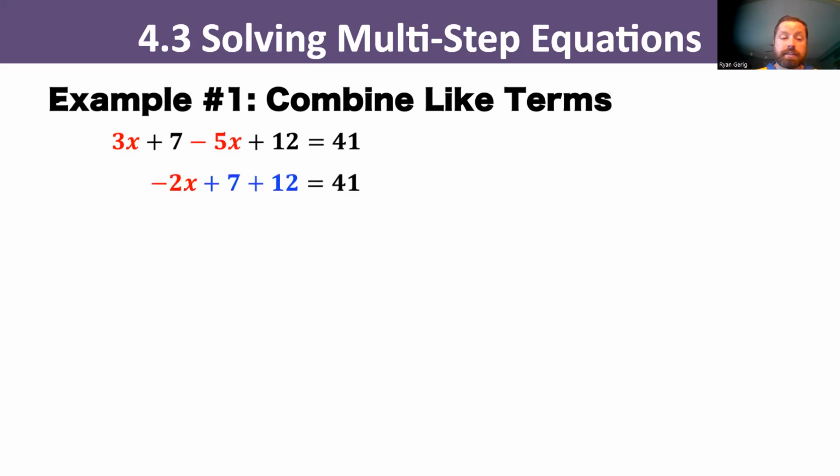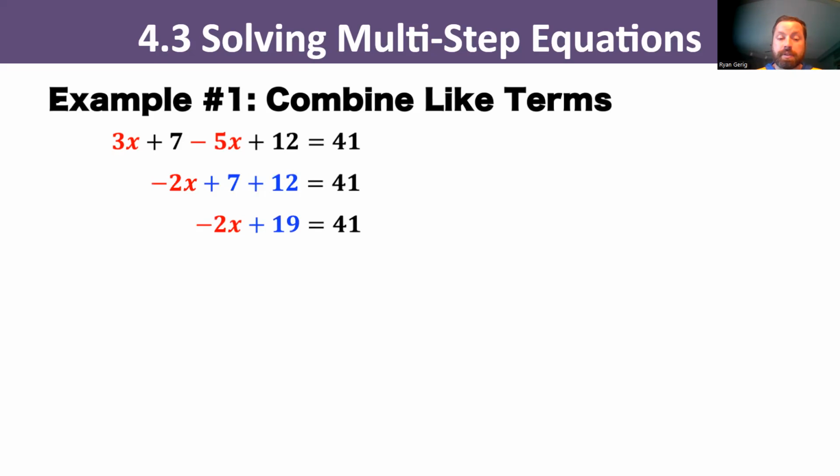So if I combine 3x and negative 5x, I get negative 2x. And then 7 and 12 are also like terms. I can put those together and make 19. Now I've simplified 3x plus 7 minus 5x plus 12 into negative 2x plus 19. Those two things are equal. Notice I haven't done anything to the right-hand side yet. Now I'm at a point where I can do that.